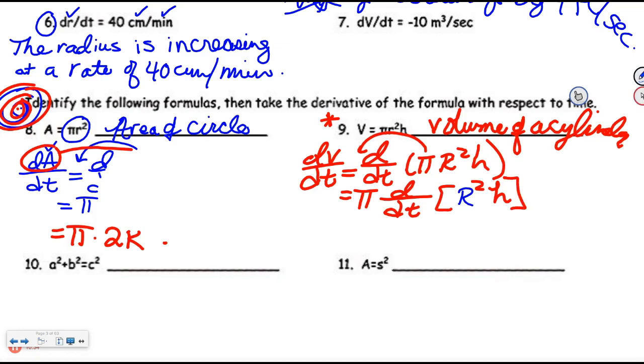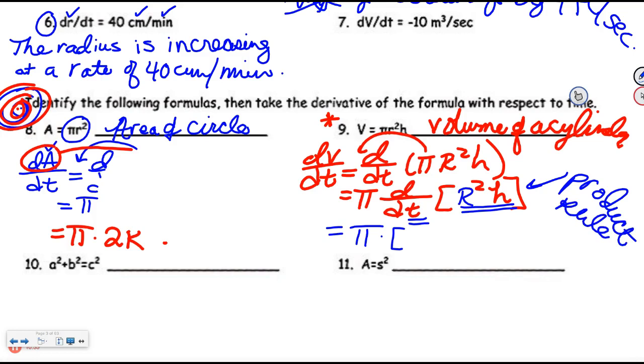I've got the derivative with respect to time of a product. So I have to use the product rule, but I have to write it correctly. So we're going to go through that one fairly slowly. I'd have pi times, and then I'm going to put a set of brackets down because I'm going to apply the product rule to this. Very common for kids to skip the product rule on one like this. So let's talk it through.